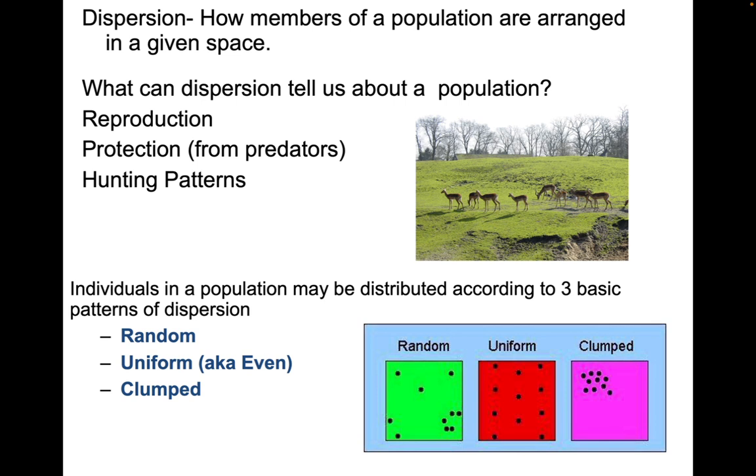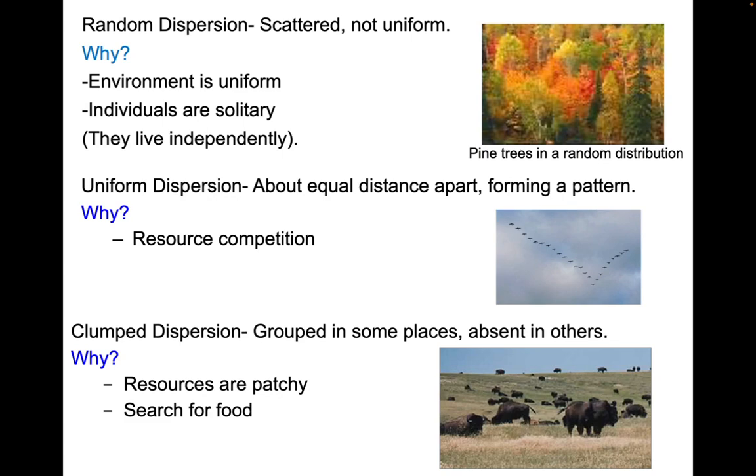Individuals of a population may be distributed according to three basic patterns. We have the random pattern, the uniform or even pattern, and a clumped pattern. Random dispersion is scattered and not uniform, like pine trees, because the environment is uniform. Individuals might be solitary, living very independently. One pine tree doesn't really depend on another pine tree, so they can be randomly distributed.